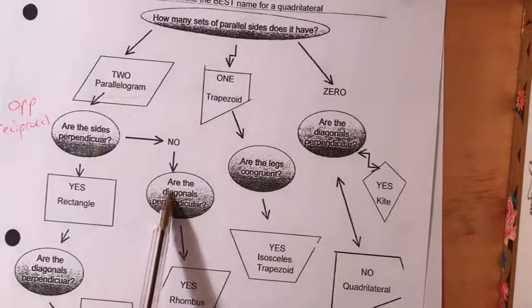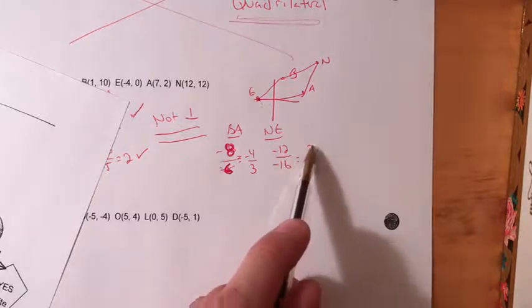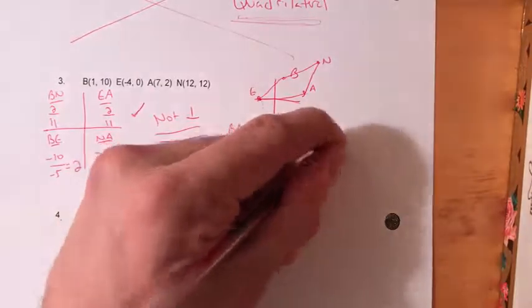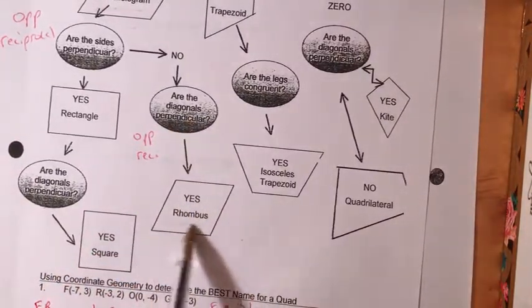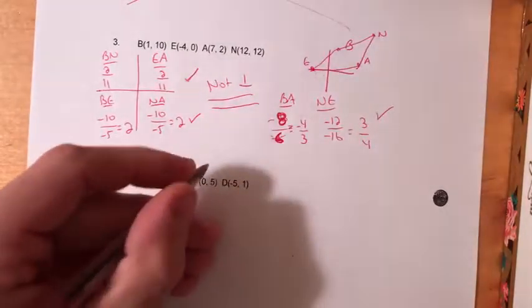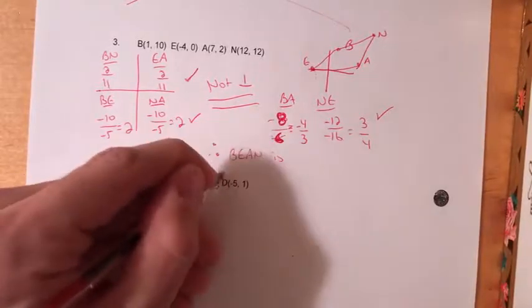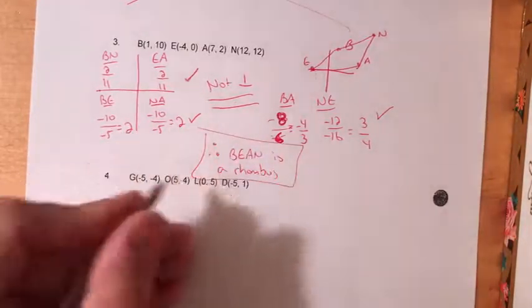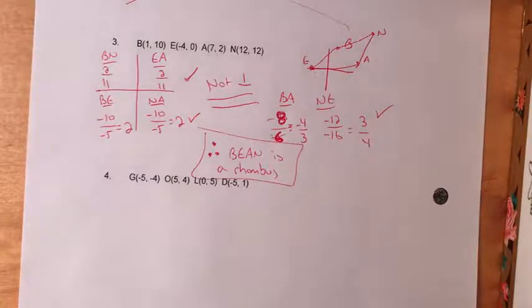So the question was, are the diagonals perpendicular, which means opposite reciprocal? And the answer to that: negative 4 over 3, positive 3 over 4. These are flipped, opposite signs, so we can say yes, they are opposite reciprocal. So since we answered yes, we can move down, and my final solution would be a rhombus. So I can say, therefore, BEAN is a rhombus. If there was more than one, it would be rhombi. Unfortunately, we only have one, so it's not rhombi.